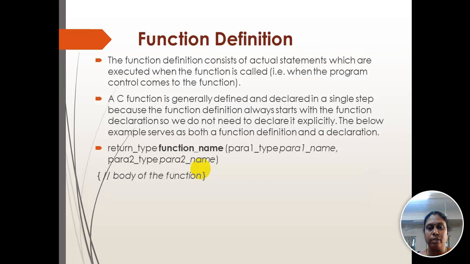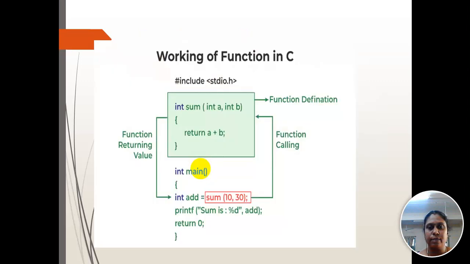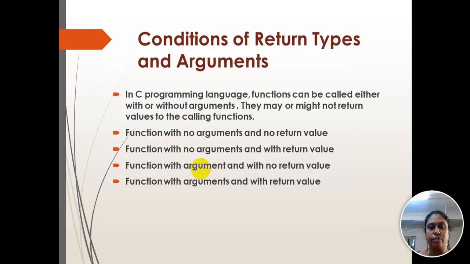The function definition contains the actual statements which we are going to execute inside the function. The syntax is the return type, function name, parameter list, and within curly braces we include the statements. The function call is how we instruct the compiler to execute the function. In the example program, the summation of two values 10 and 30 is passed to the function definition, a plus b is calculated, and the control is returned back to the calling portion of the function.